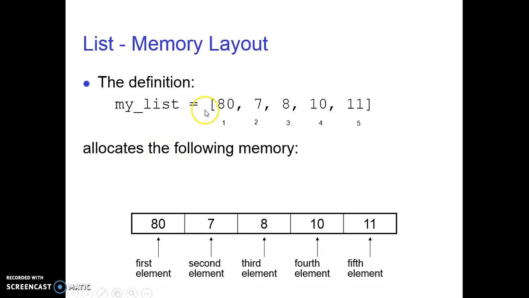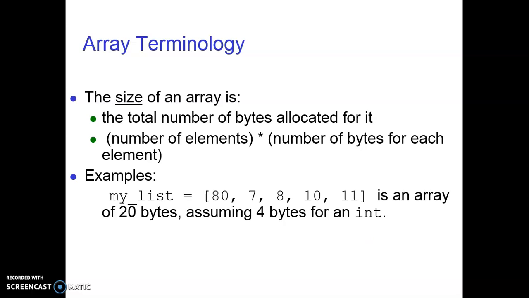So for the elements, this is the first element, second element, third element, fourth element and fifth element for the allocations. Okay, and the array terminology: the size of an array is the total number of bytes allocated for its elements, which is the number of elements times the number of bytes for each element. So for example, my list is an array of 20 bytes because we assume 4 bytes for each integer. So 4 times 5 equals 20 bytes.